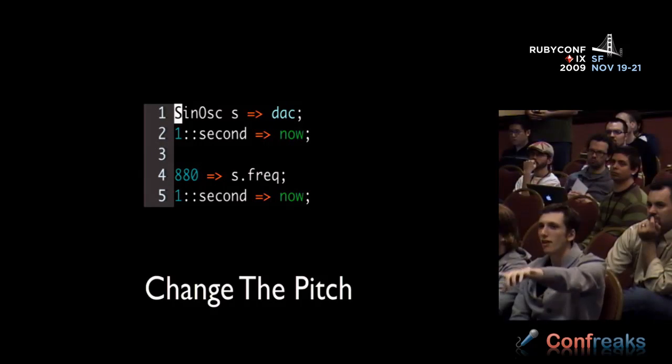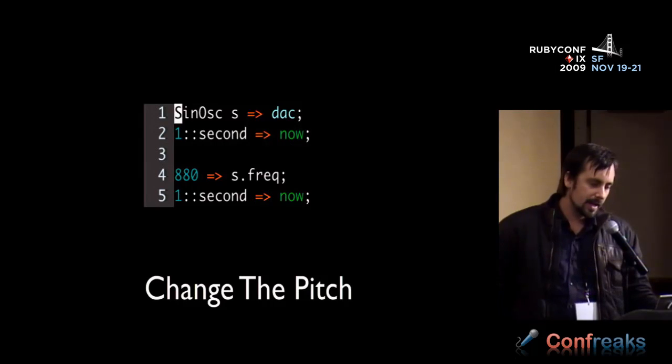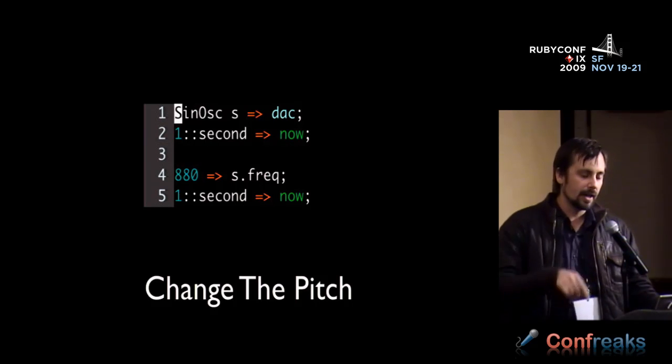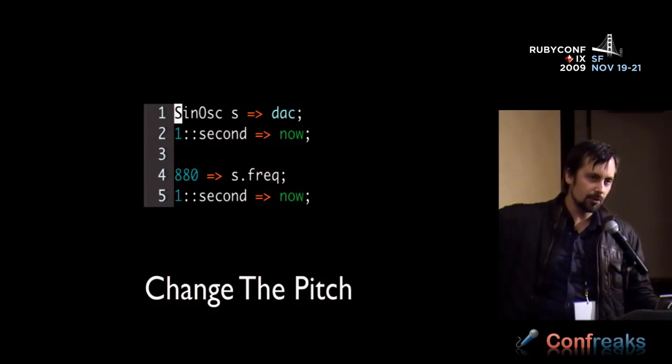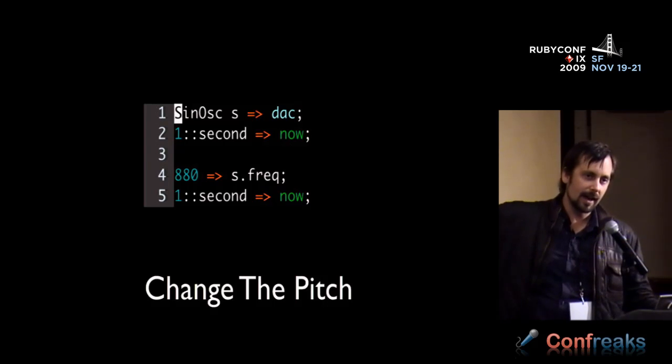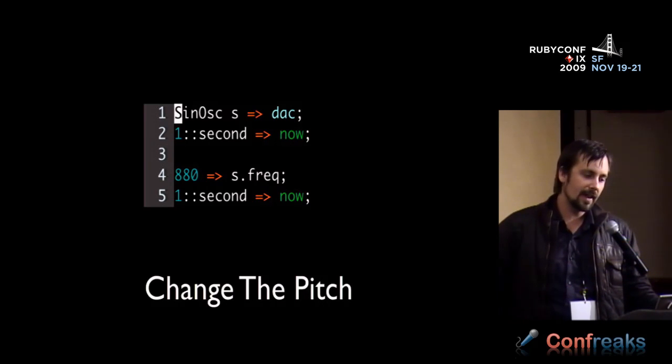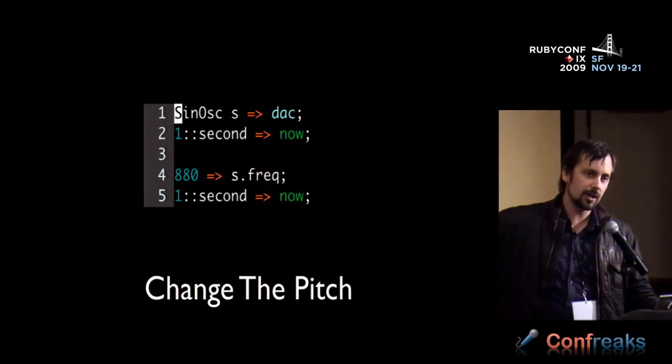Like lines two or five? Yeah, so basically, line one is where you set up a graph. It's a unit generator graph. So there could be a whole series of unit generators that are all routed to each other. A sine wave oscillator gets routed to, say, a reverb, and then that gets routed to the DAC, or chucked, I should say. And once those things are all assigned, those unit generators are going to generate sound as time advances.